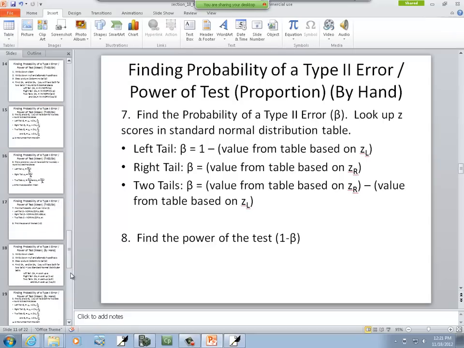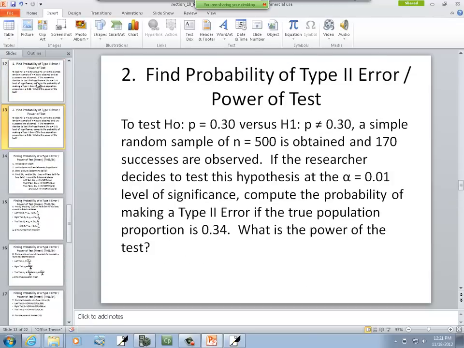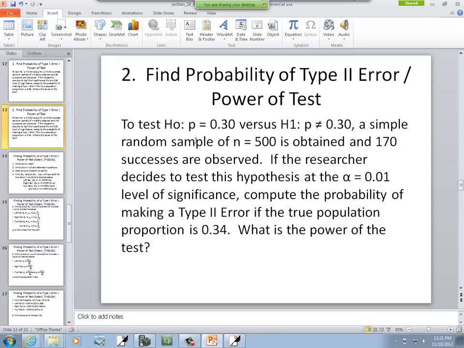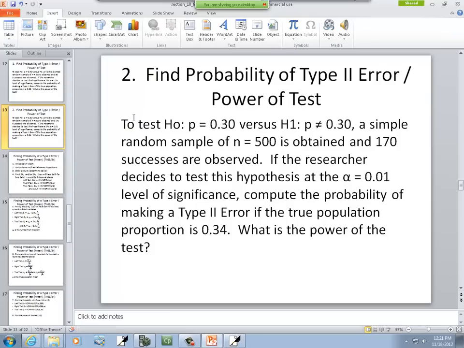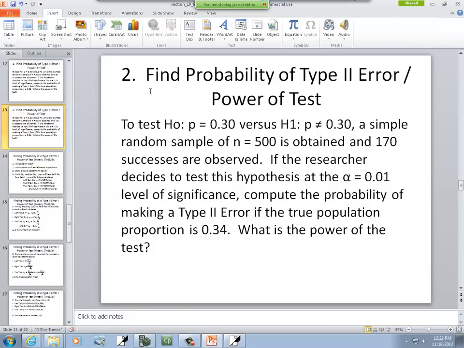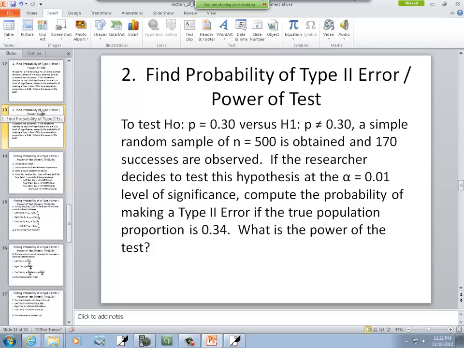Okay, let's look at our second example. So we come down here and find it. So I'm down too far. There's our second example. And again, first I'll do it on the calculator, and then I'll do it by hand using tables. It says to test H naught, P is equal to 0.30 versus H1, P is not equal to 0.30. Simple random sample of n is equal to 500 is obtained. 170 successes are observed.